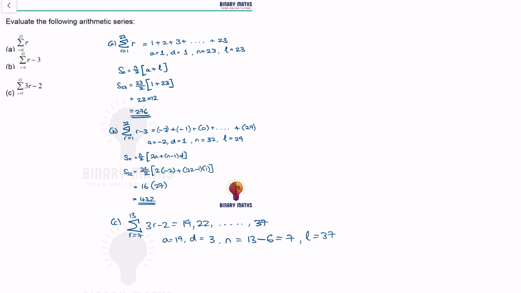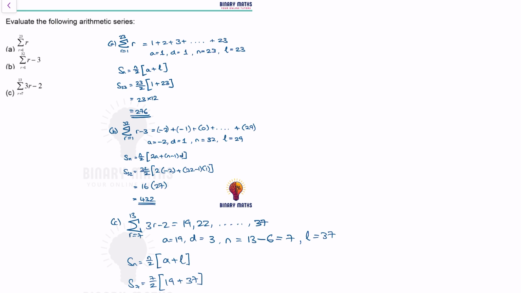So if I want to use the second formula for Sn, so Sn is equal to n over 2 times a plus l. Then it's the same thing as working out S of 7, which is 7 over 2 times a, which is 19, plus l, which is 37. Which is equal to 7 over 2 times 37 plus 19, which is 56. If I divide by 2, so 7 over 2 times 56 will give me a value of 196.